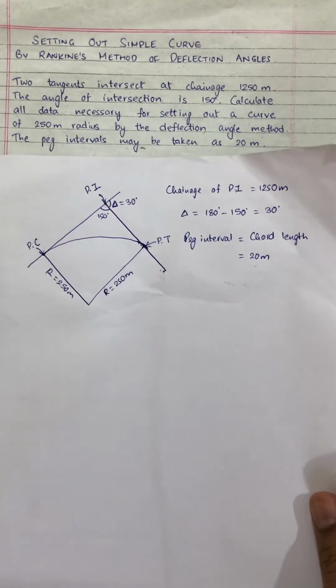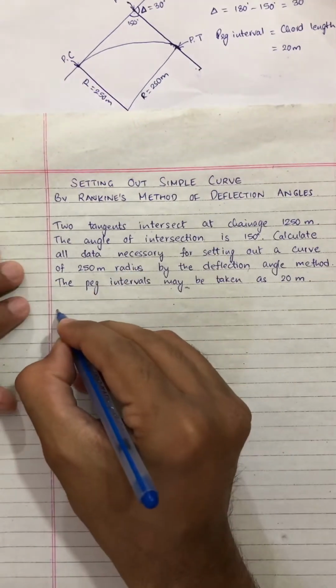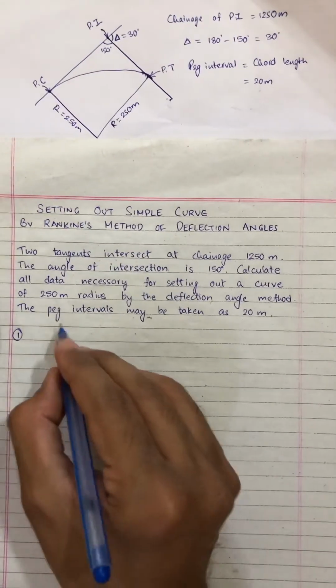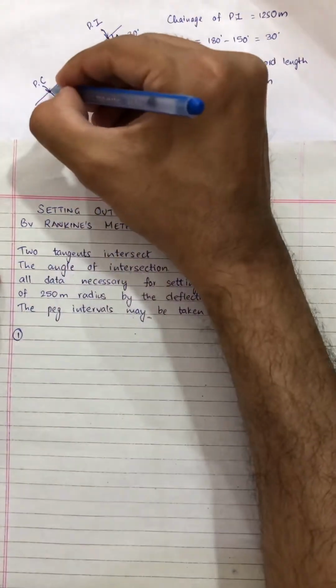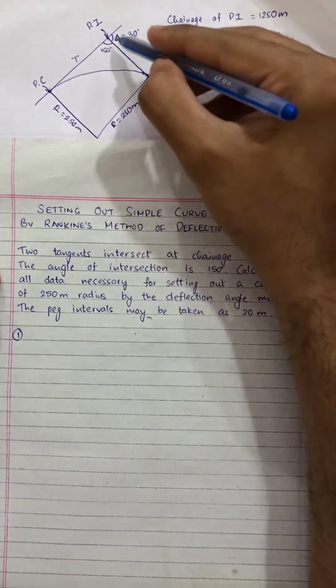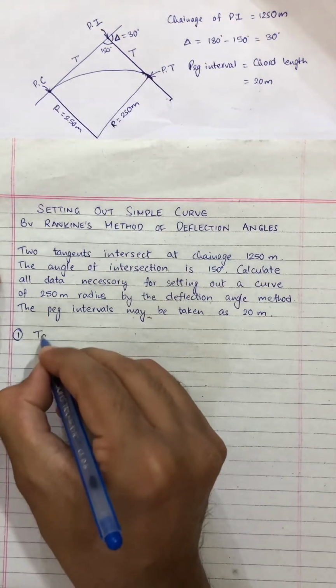So how to proceed for this? First, we need to calculate the tangent length. So what is tangent length? The distance between PC to PI and the distance between PI to PT, both are the same. That is known as the tangent length.